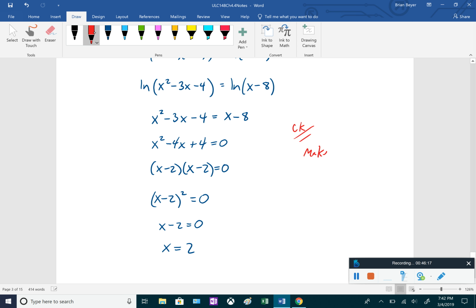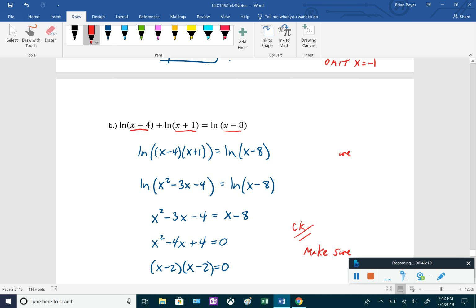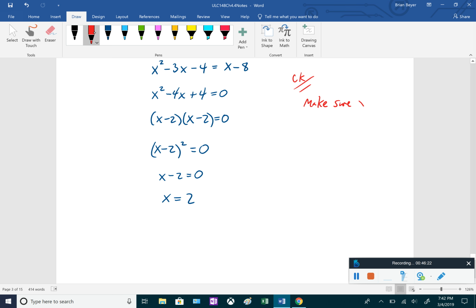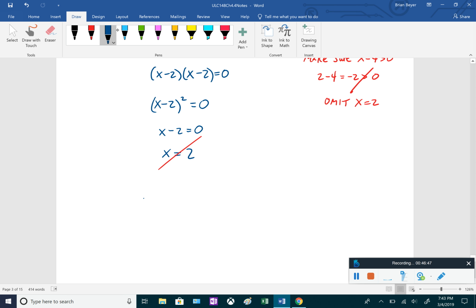So make sure, what was it? x minus 4, we'll start with that one, is positive. So we plug in a 2 here, and we get 2 minus 4, which is negative 2, and that is not positive, so that was easy. We just have to omit x equals 2 right away. We don't even have to check the other ones. So we omit that. So there's actually no solutions here, which is okay. Okay, so there's no solutions for that one.